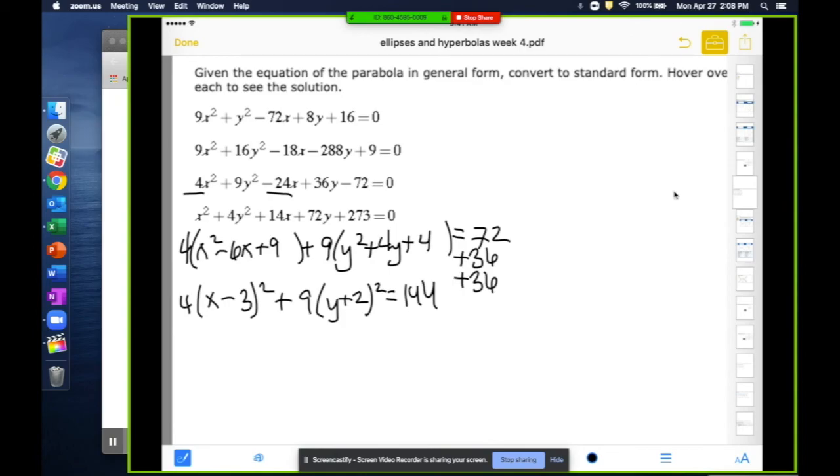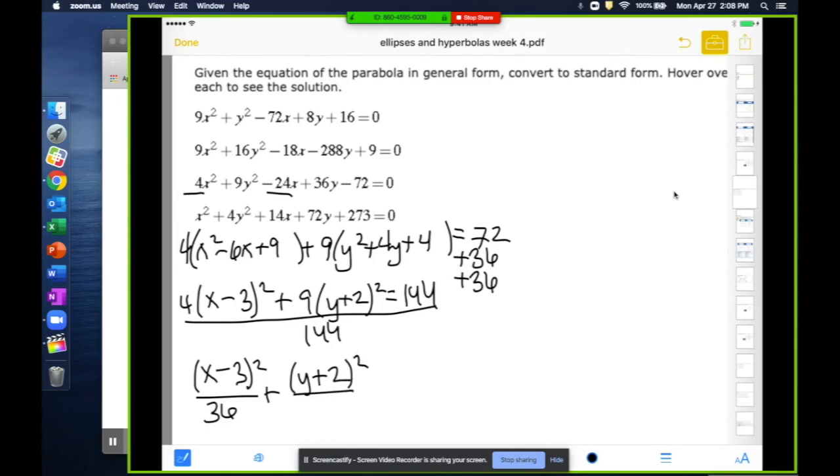Just like we did before, I have to get that equal to 1, so I'm going to divide everything by 144. Dividing 4 by 144 is going to leave me with 36 in the denominator, and then as we know from before, 9 divided by 144 is going to leave me with 16 in the denominator equals 1, and that's going to be my final answer. Again, this will be a horizontal ellipse because the 36 is larger than 16 and it's under my x minus h squared term.